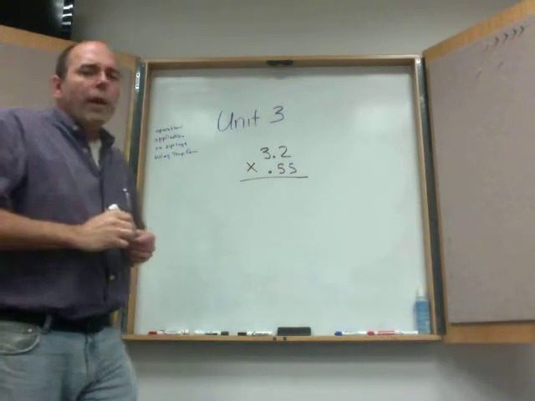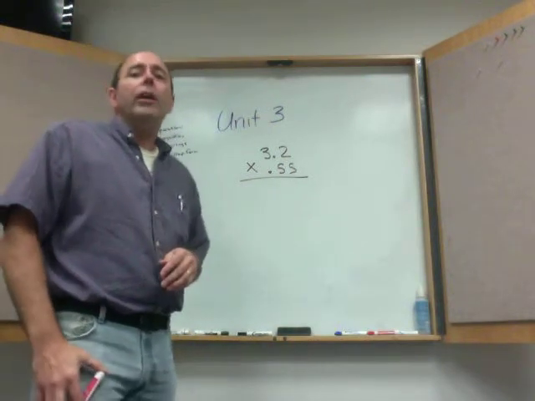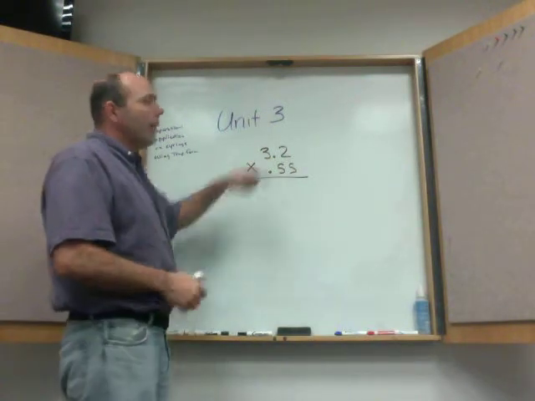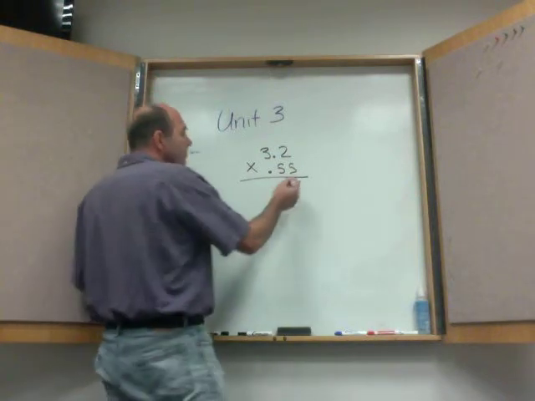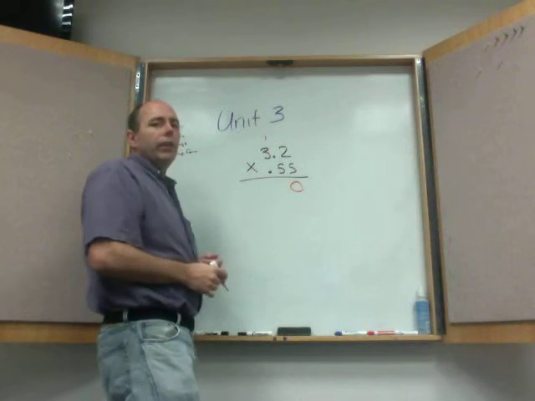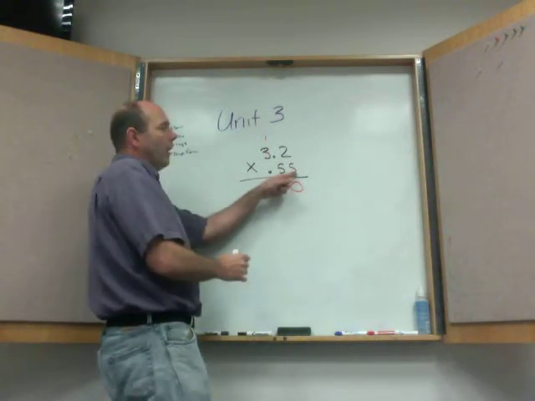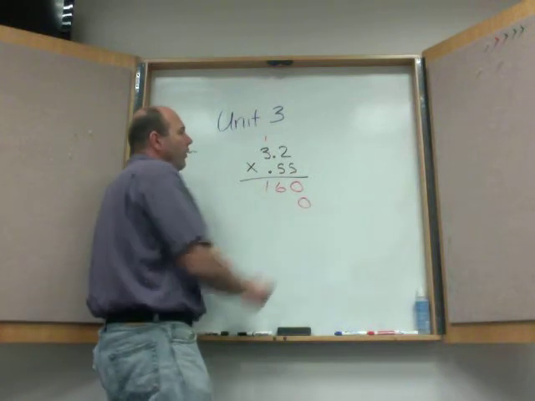Okay. For right now, I'm going to ignore the decimal places. I'm going to multiply just like I would normally. 5 times 2 is 10. Put down my 0, carry a 1. 5 times 3 is 15, plus the 1, 16. Since I'm moving over a place, I'm going to add a 0.